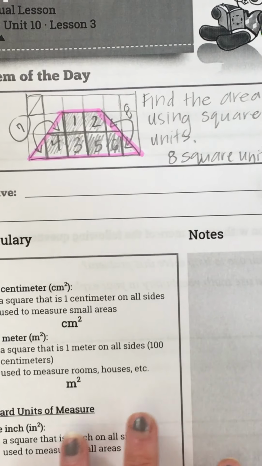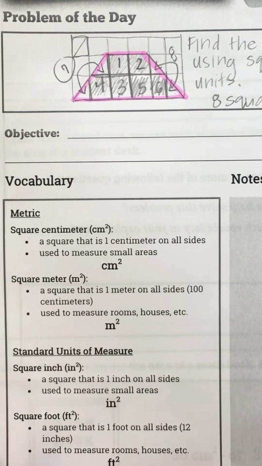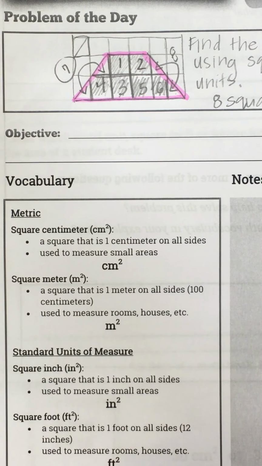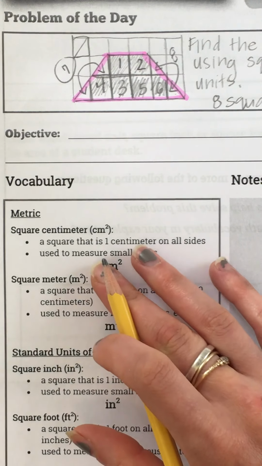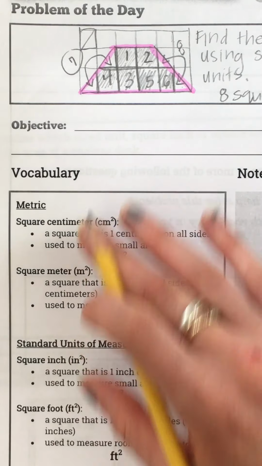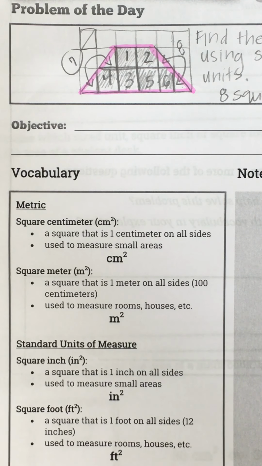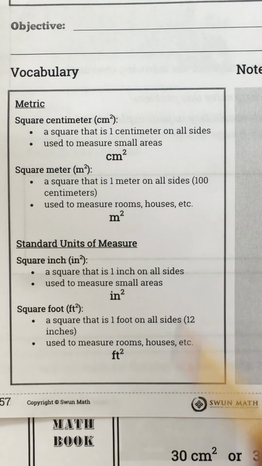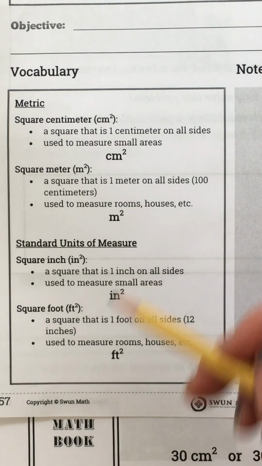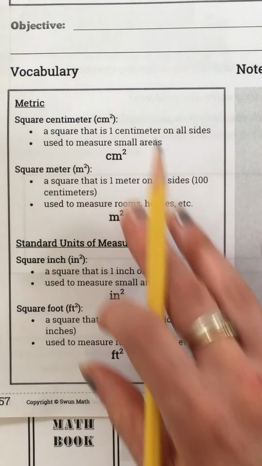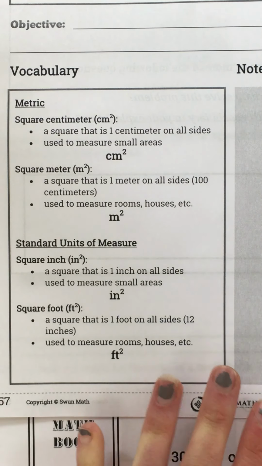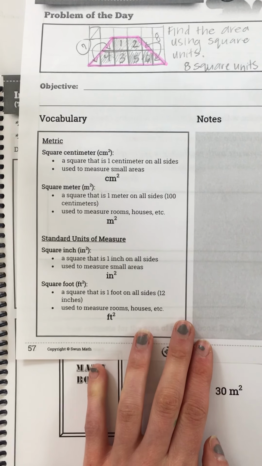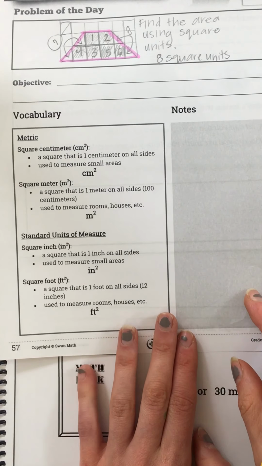Today we're doing something a little bit different. We are going to be finding the area using different size square units. So today we're going to go through the metric system and then the standard units of measurement. There are going to be problems where you're going to have to decide: am I going to use centimeters to measure? Am I going to use inches to measure? Which one of these am I going to use? So I'm actually going to use the notes section today because we're going to come up with some examples together.